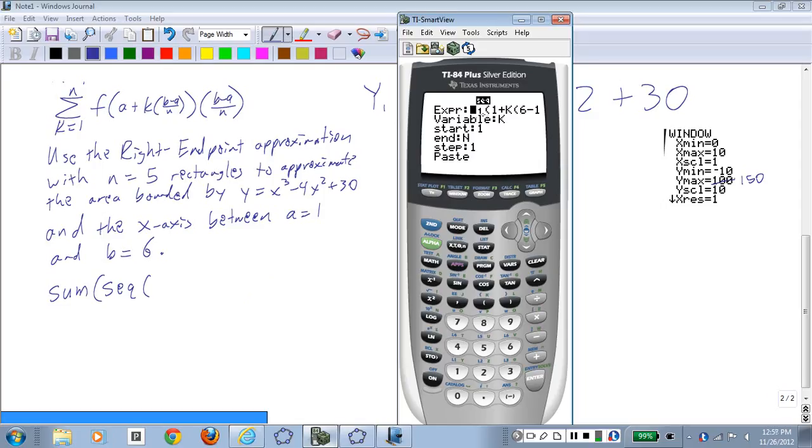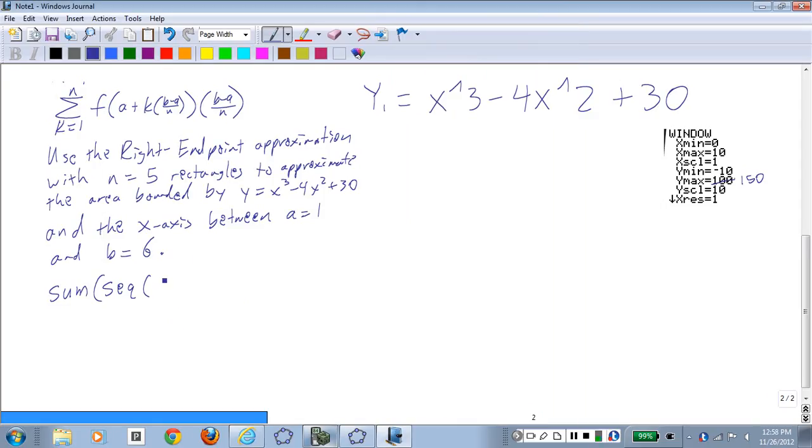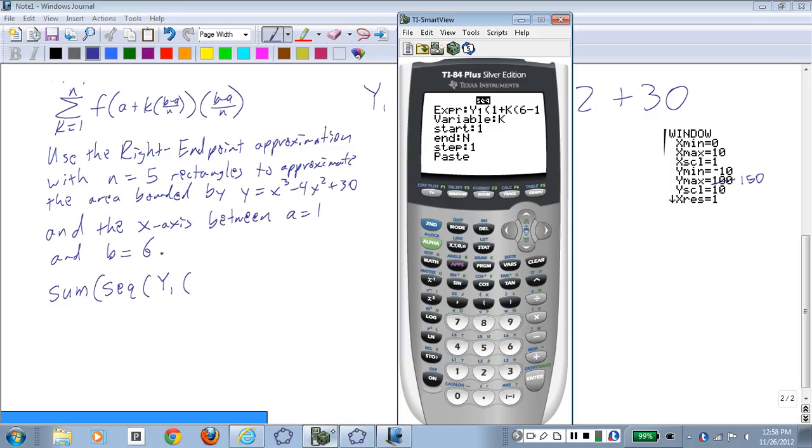Basically what we're going to do is try to get the calculator to display y sub 1 of. How to do that? Now you're still on your main screen if you were in the slightly older calculator. I'm going to clear this out, but show you how to do this.